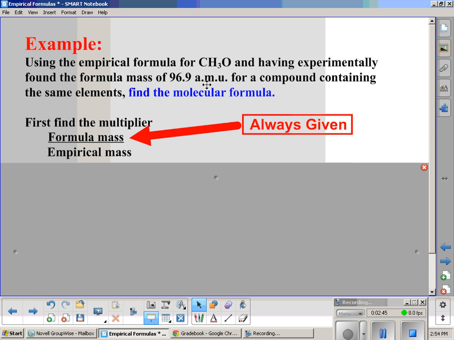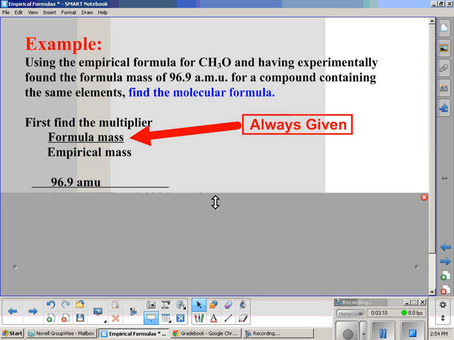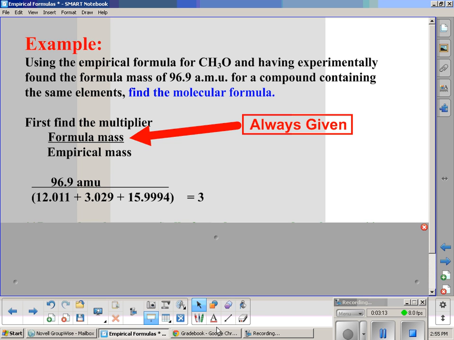96.9 atomic mass units. The units could be grams, they could be grams per mole. Anyway, it's going to go on the top. On the bottom is the empirical mass. We don't have this, but what we do have is an empirical formula, and we can certainly figure out how much this molecule weighs in this empirical formula. The mass of one carbon is 12.011, right off the periodic table.